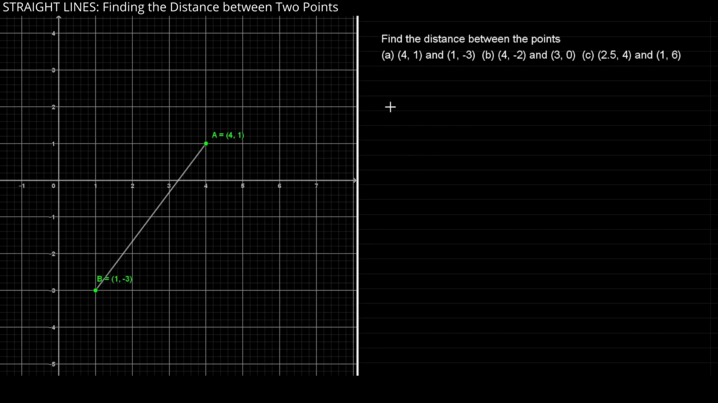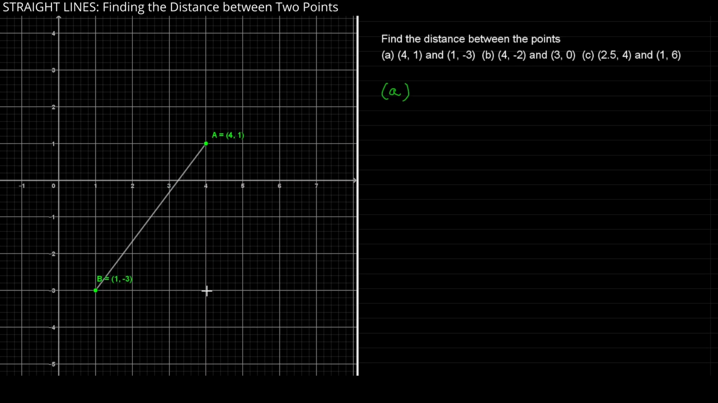Okay, let's have a look at this example. They've asked us to find the distance between the points (4, 1) and (1, -3) to start with. Okay, this is question A. Well, I've put them on the grid here so that we can see what's going on. So the question is asking us for the distance of that line.